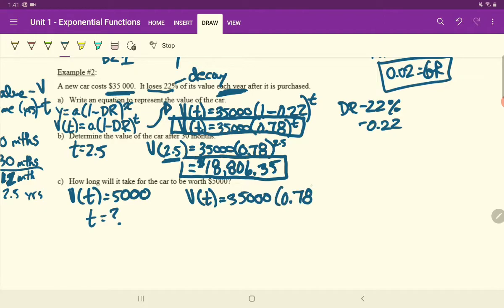Let's see what happens. I'm going to replace V at t with 5,000. So replace the whole thing with 5,000. Now, I know that to solve for an exponent, I need to use logarithms, right? However, right now this isn't in the proper format that I want it in. I want it in this format.